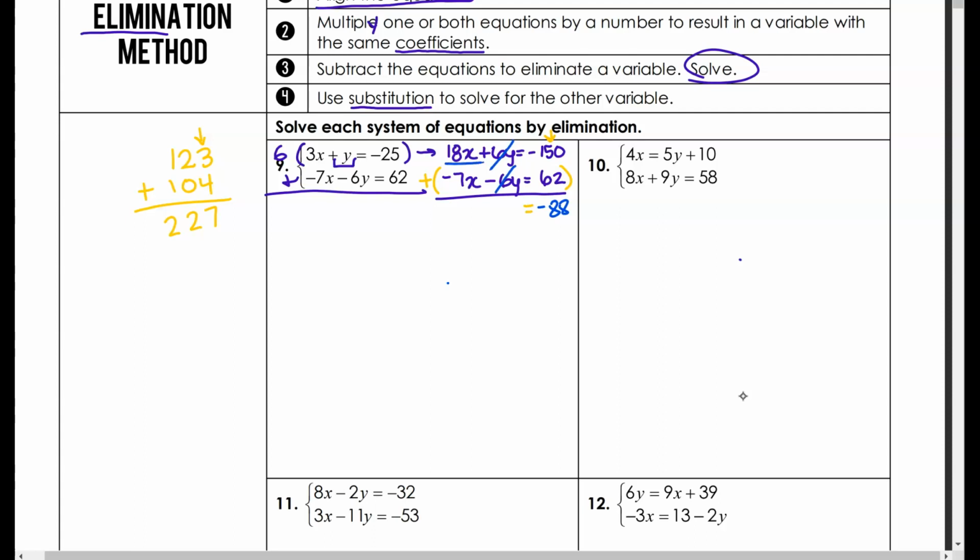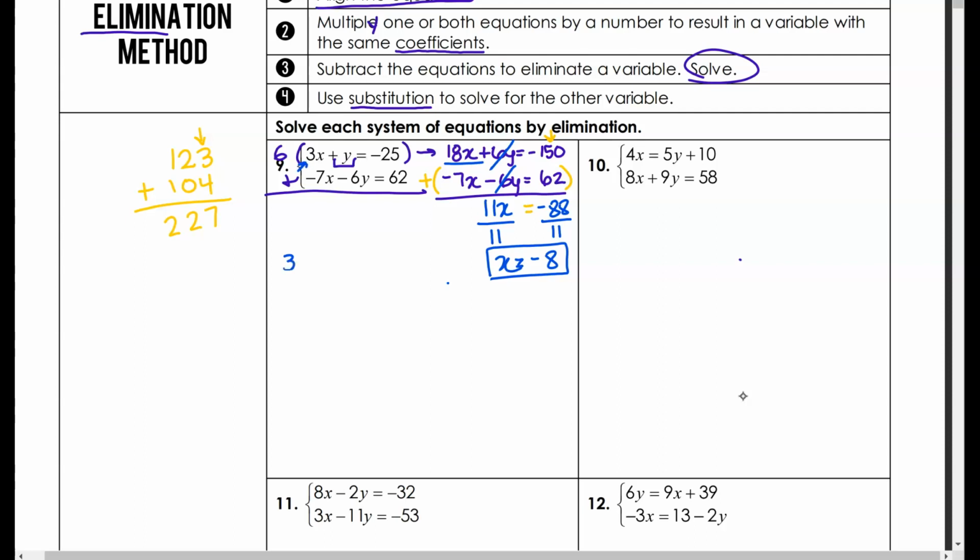So now I'm left with 18x minus 7y, that gives us a positive 11x. We're going to go ahead and divide both sides by 11, and we'd end up with x is equal to negative 8. Are we done? No, because we still don't know what the y value is. So now I pick one of the equations that I want to use, and I'm going to go ahead and use the first one.